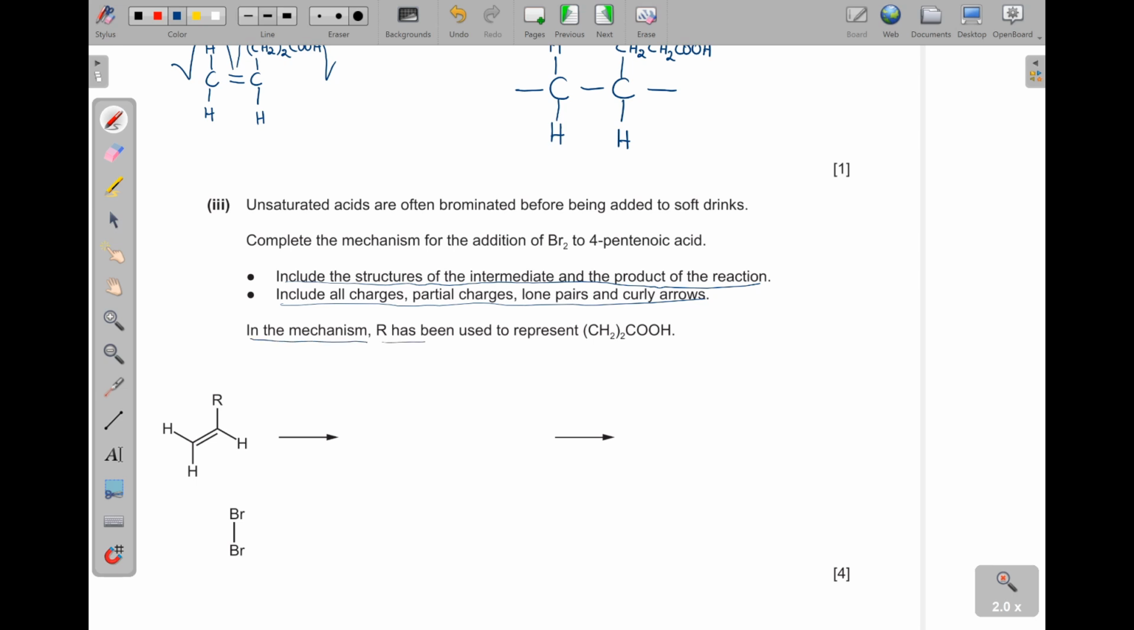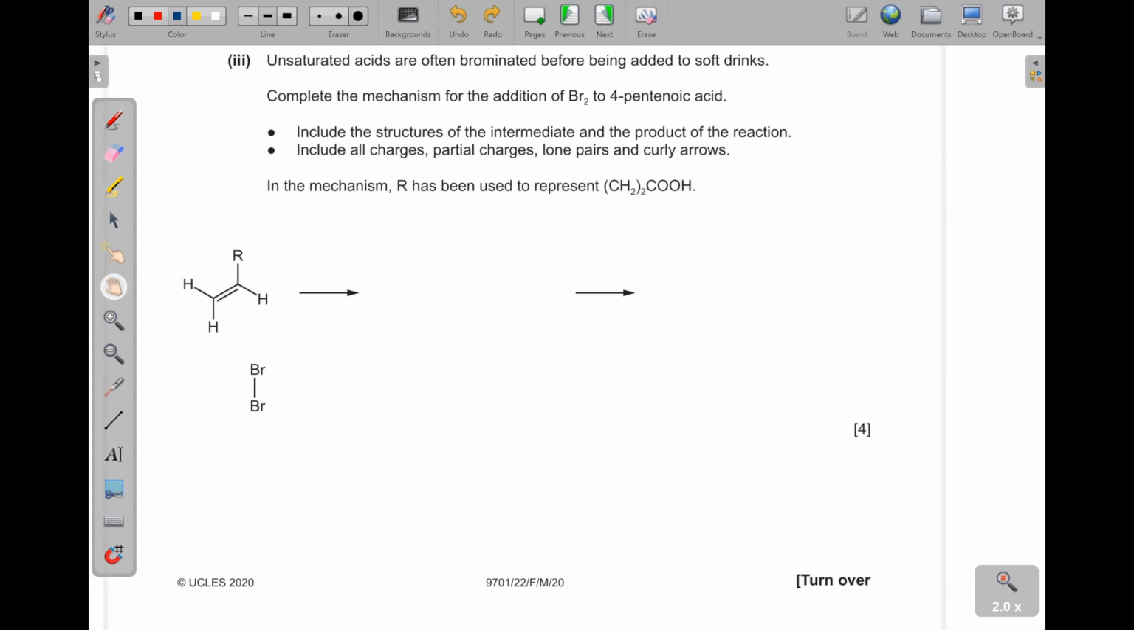In the mechanism, R has been used to represent this group here. Okay, now, first of all, the bromine you are having here, since these are two bromine molecules, they are both electronegative, right? So they try to pull the bonding electrons towards themselves. By doing so, because they have the same electronegativity, the dipoles cancel out. So it is a molecule without any charge.